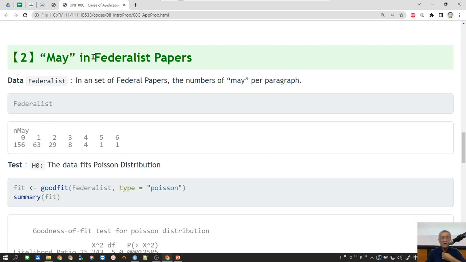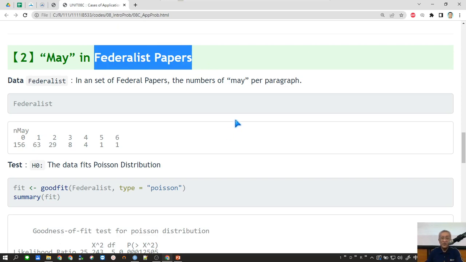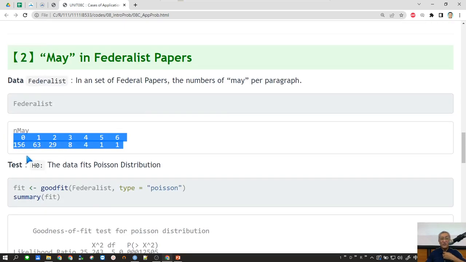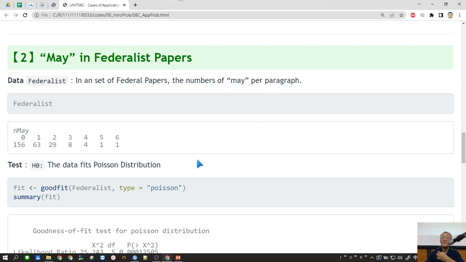This is actually a Federalist paper. The word "may" means kind of like an uncertainty or probability, right? So you want to count the number of "may" per paragraph in a set of Federalist papers. Well, actually this is the number of events, right? That occurred 0 times, 1 time, 2 times per paragraph. You can see that.